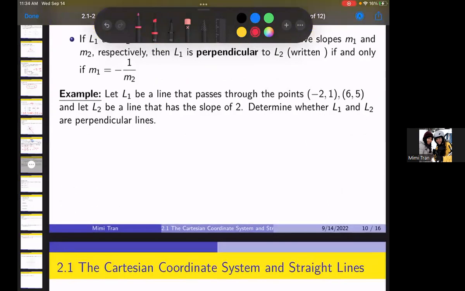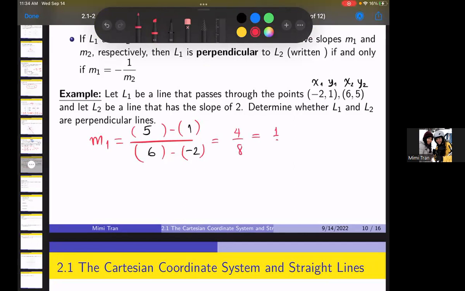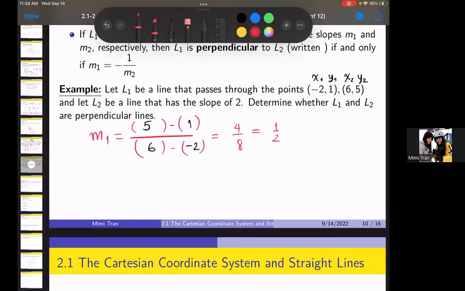So this one, the slope of m1, let's check. I gotta do this, otherwise I'll make a mistake. I know I will. So y2 is 5, y1 is 1, x2 is 6, x1 is -2. 4/8 is 1/2. And then m2 is given as 2.